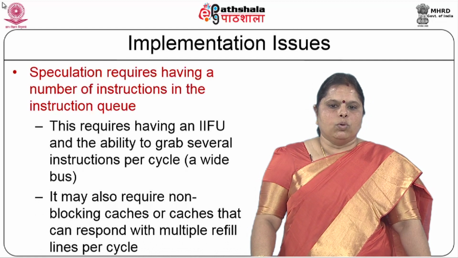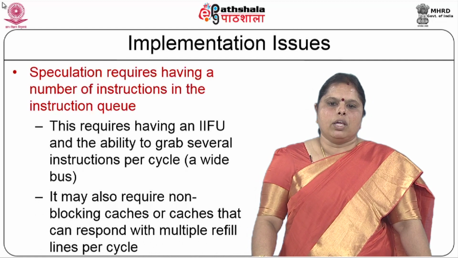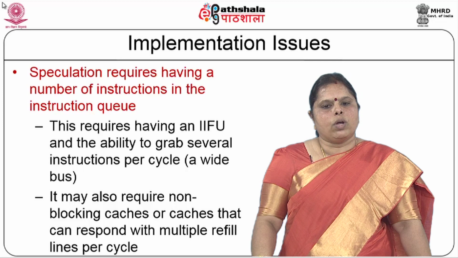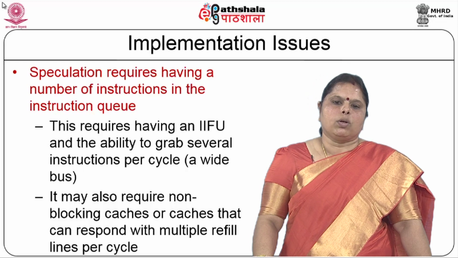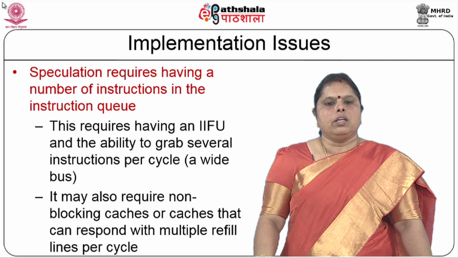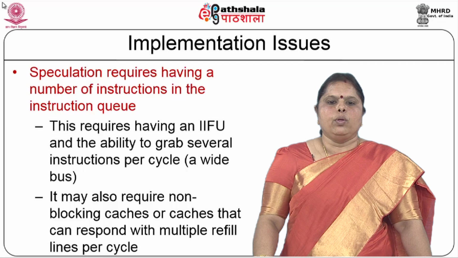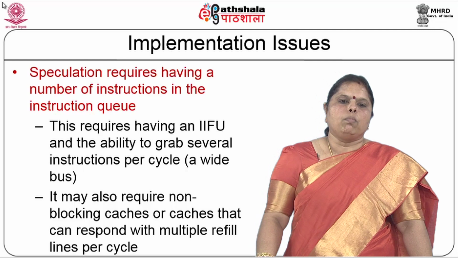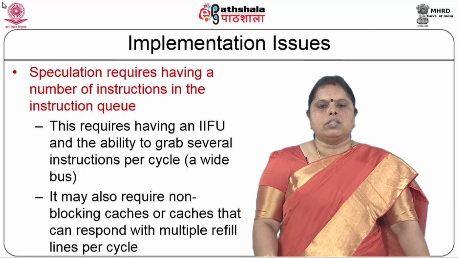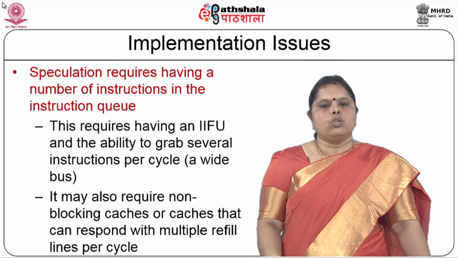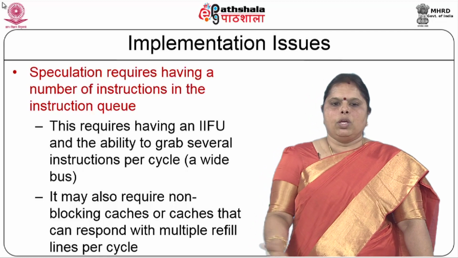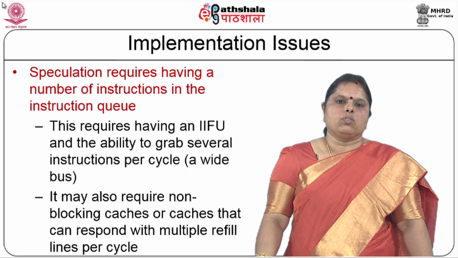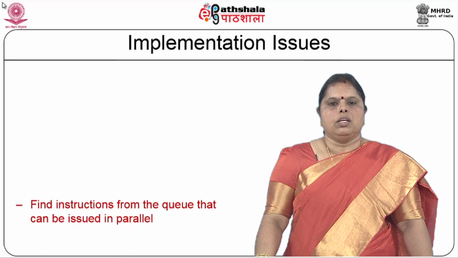And you may also have to look at non-blocking caches, or caches that can respond with multiple refill lines per cycle. We look at what non-blocking caches are when we look at caches. Basically, the concept is, when you have a cache miss, are you going to stall the processor, or are you going to allow the processor to make further requests to the cache even though there has been a miss on one block? We normally say, even if this has not hit in the cache, hopefully the next one will hit in the cache. So, we look at non-blocking caches, and the details of this we will again look at when we are looking at the cache memories.